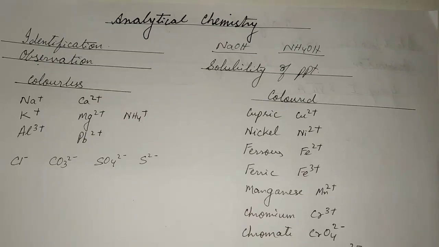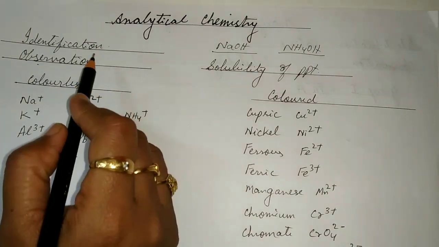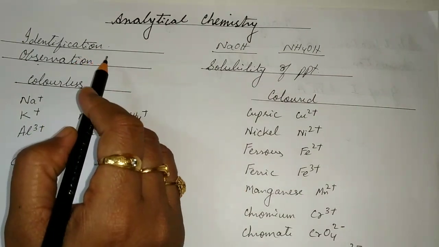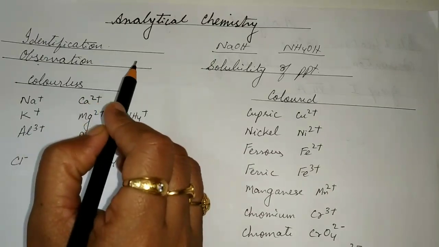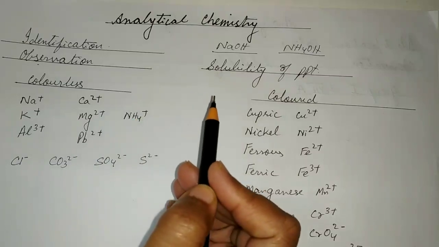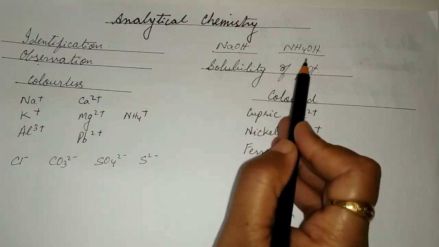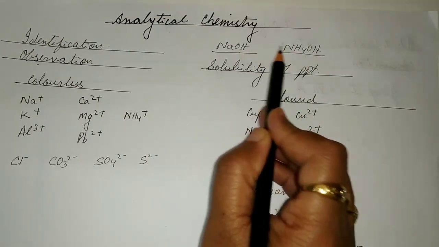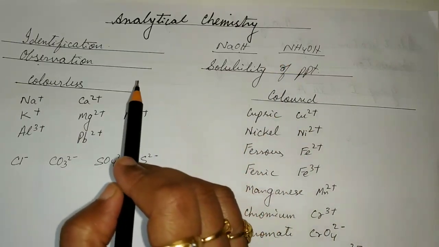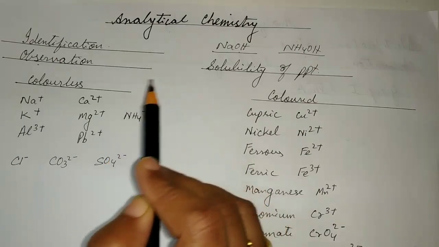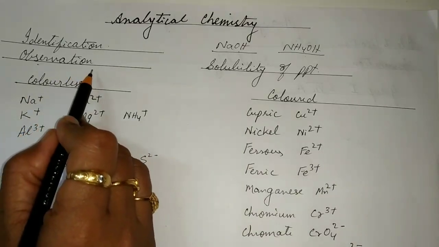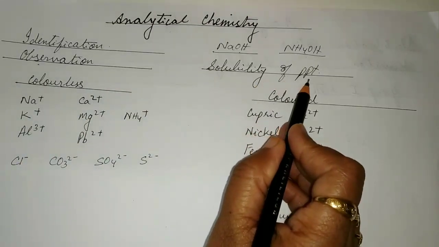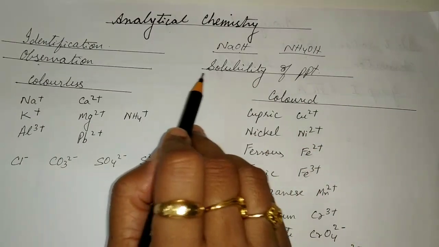So let's not waste time and start with the chapter, Analytical Chemistry. This chapter basically deals with identification of unknown substances. So to identify the cation, we have to go by certain chemical tests, which will include sodium hydroxide and ammonium hydroxide. So using these two alkalis, we will go by chemical reactions where you have to complete the equations, balance them, and then observe. So by observation, that is the color and the solubility of the precipitates formed, we will identify the unknown substance.